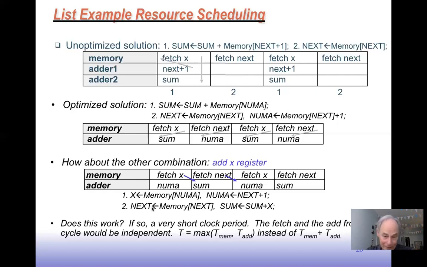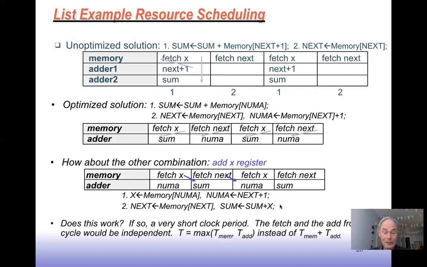And then on the second cycle, we do an independent memory access and a sum. So we use the memory to get the next value. At the same time, you use the adder to add X to sum and put it in sum. And these two are unrelated. So we don't have a dependency within the clock cycle. The dependencies are spread out across clock cycles, and we can allow that to happen by using extra registers. Well, we already had the NUMA register, we'll add the X register.